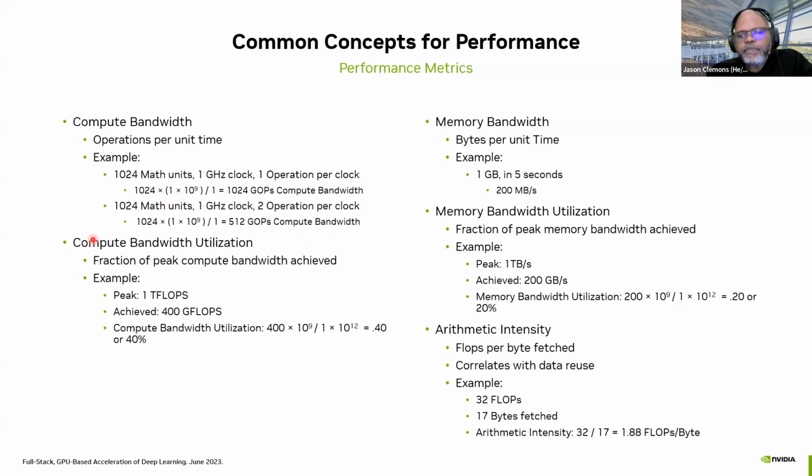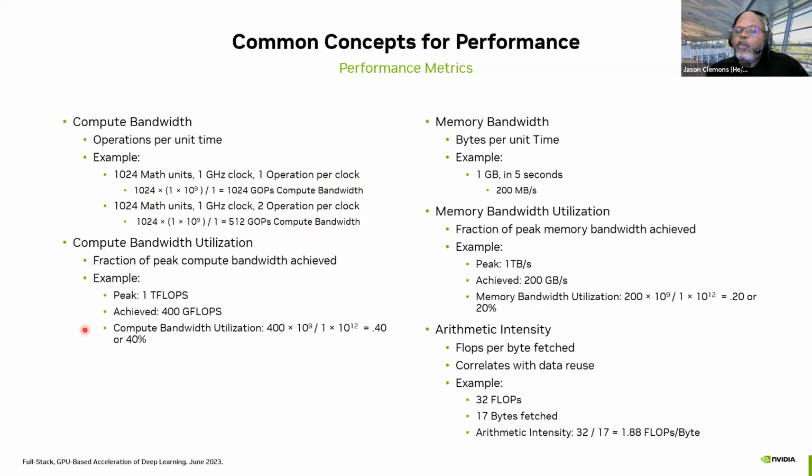512 gigops, right? And then there's this next question, which is how well are you using your hardware? How well are you keeping your compute fed, or how well are you using your compute in a certain sense? So it's a fraction of the peak compute bandwidth achieved.